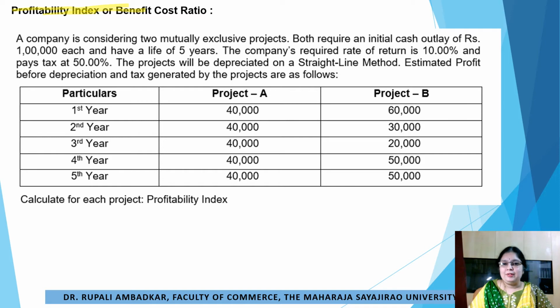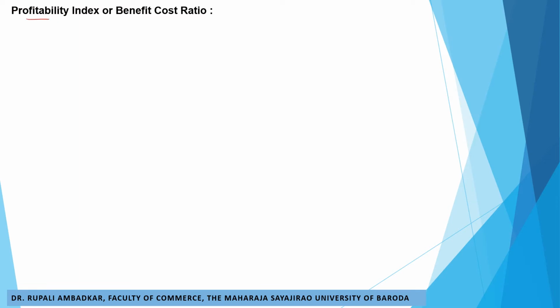This particular sum had two mutually exclusive projects with an initial investment requirement of 1 lakh each. The life was 5 years, the taxation rate was 50%, required rate of return 10%, depreciation by the straight line method, and we use this information to calculate NPV. We can see the calculated NPV in the next slide. Let us understand how to calculate profitability index.